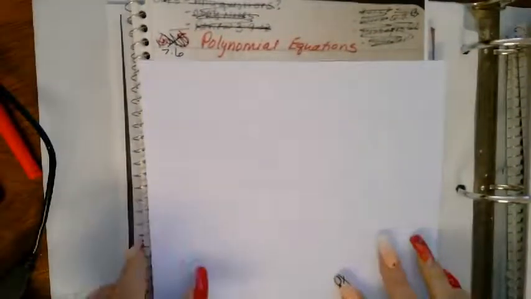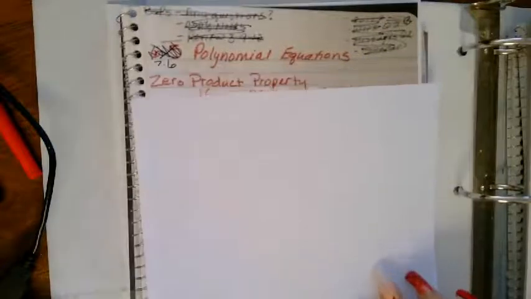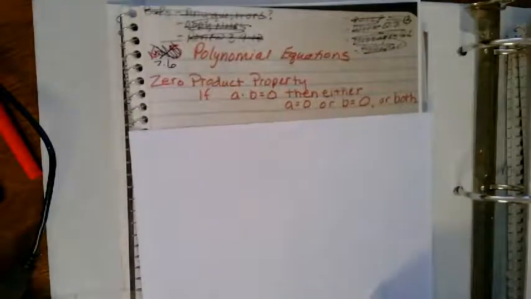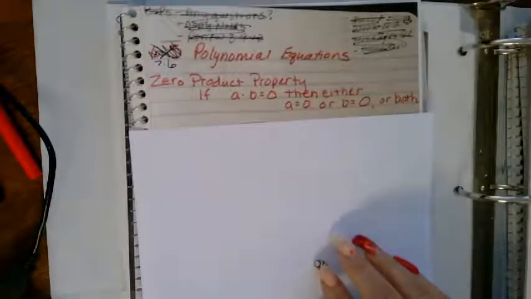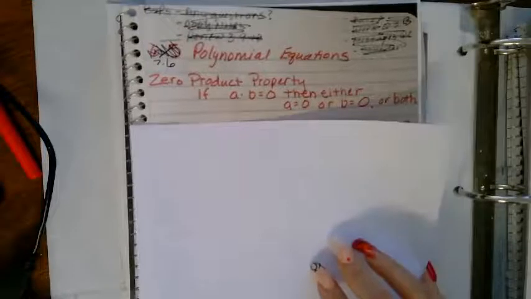Alright guys, so our notes today are 7.6 polynomial equations. Let me make this a little straighter. We're going to look at the zero product property. So if A times B equals 0, then either A equals 0 or B equals 0 or both. Okay? That is what our zero product property rule is.